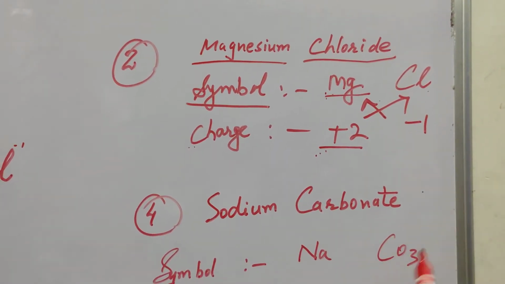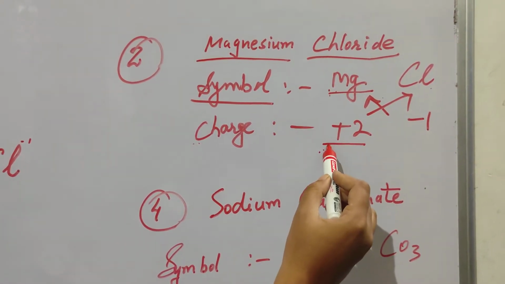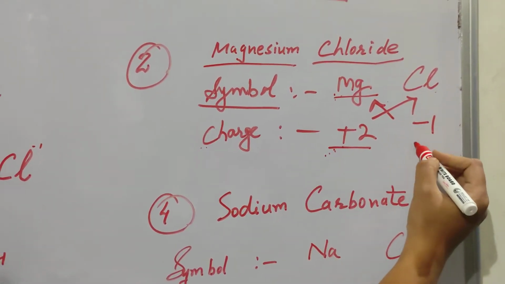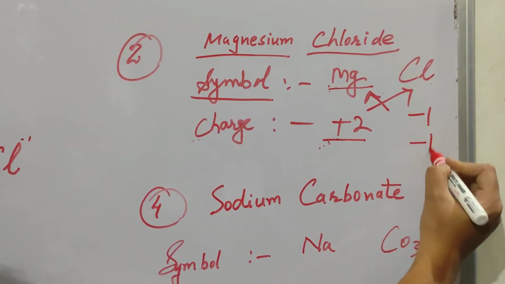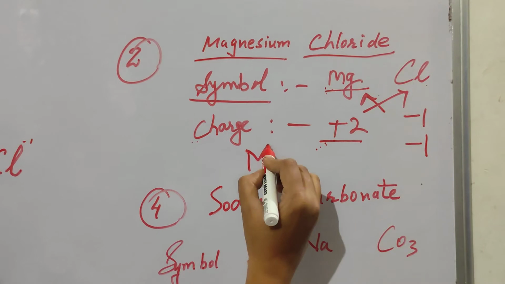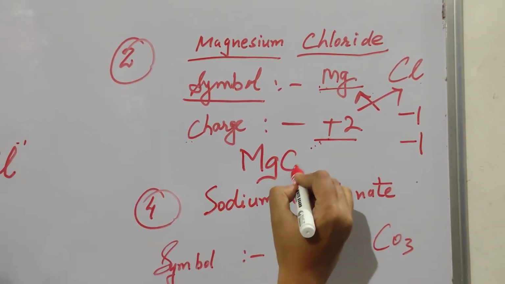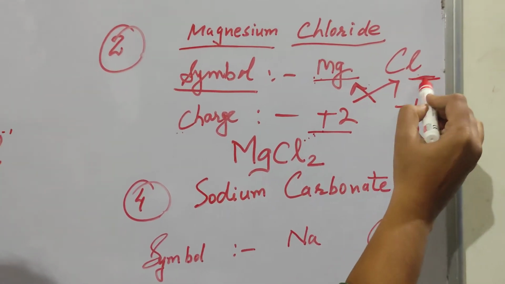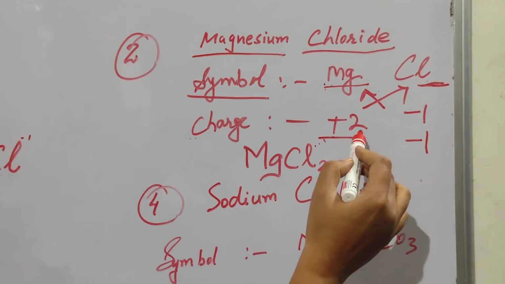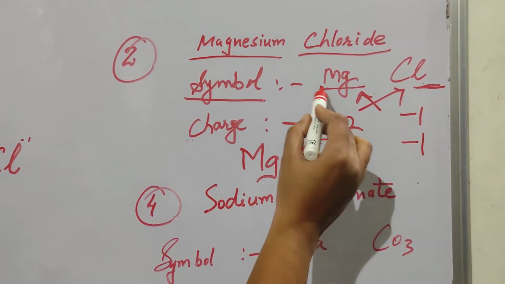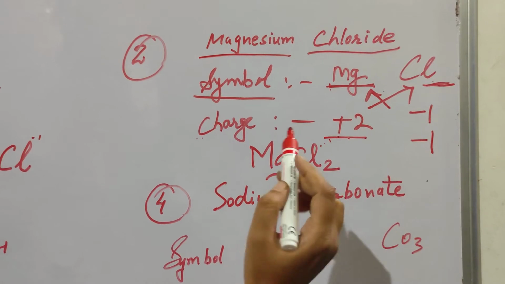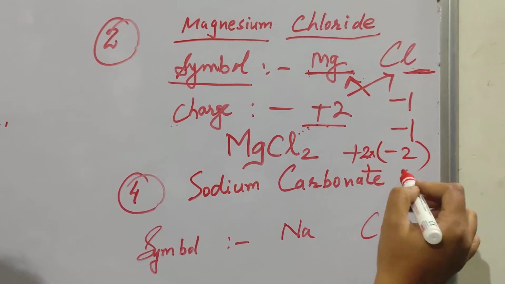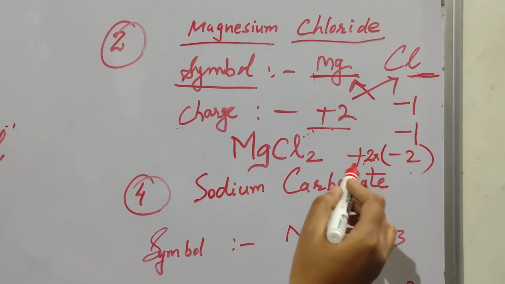Chlorine, minus 1. Now what is the rule? The charges must be balanced. Here it is plus 2, here it is minus 1. So yes, take one more chlorine and make it balanced, and thus your formula will be MgCl2. It means that 2 chlorine atoms are taken to satisfy the 2 positive charges of magnesium, and the purpose was that plus 2 must be balanced by minus 2. So we have taken 2.